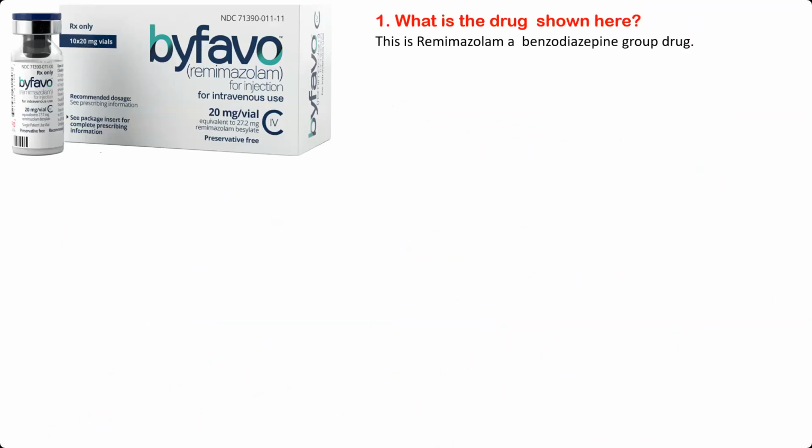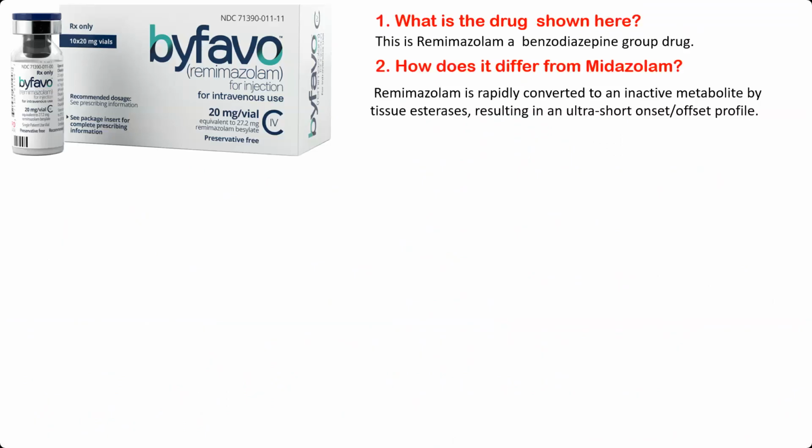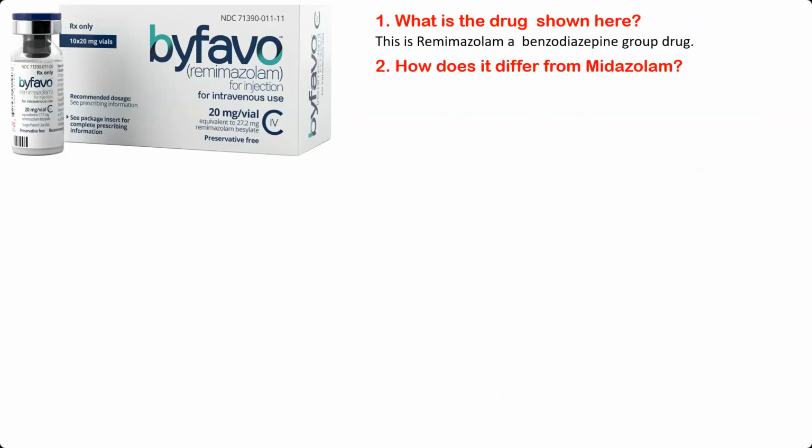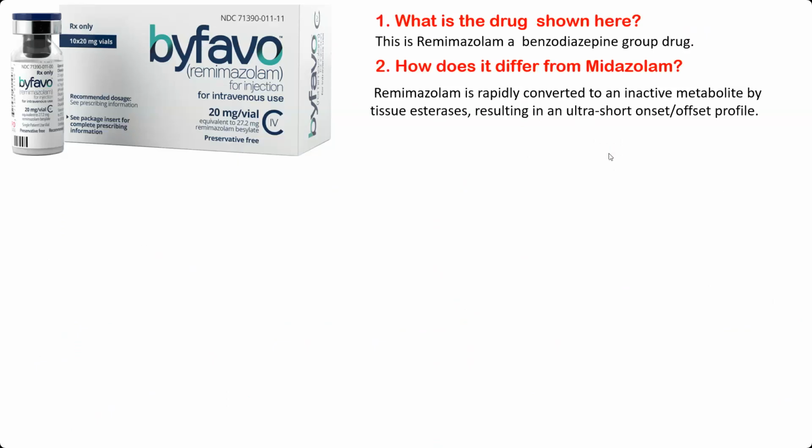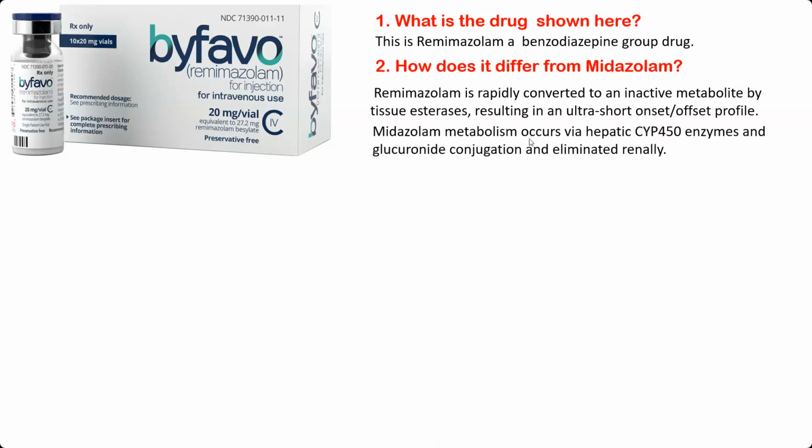This is one of the new drugs which are likely to come into use recently. What is the drug shown here? Remimazolam. It's a benzodiazepine group drug. How does it differ from midazolam? It has an ester group like remifentanil. Ester hydrolysis. It is rapidly converted to inactive metabolite by tissue esterases, resulting in ultra short action and offset.